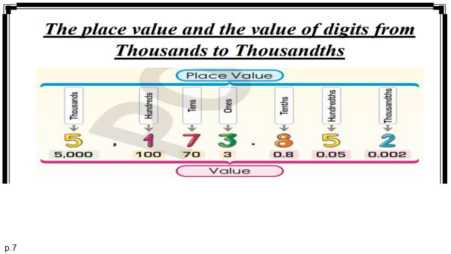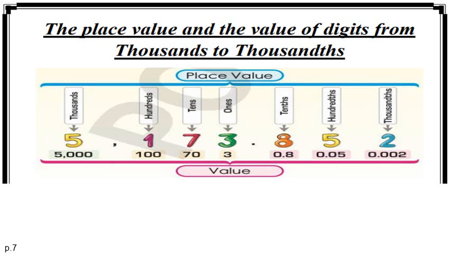The whole part, which is before the decimal point, as we took in primary 1, 2, 3, and 4: the first digit here is ones, so the place value of the 3 here is ones, and its value is 3 because 3 ones equals 3. And the place value of the 7 here is tens, and its value is 70 because 7 tens equals 70. The place value of 1 here is hundreds, and its value is 100. Here in 5 the place value is thousands and its value is 5,000.